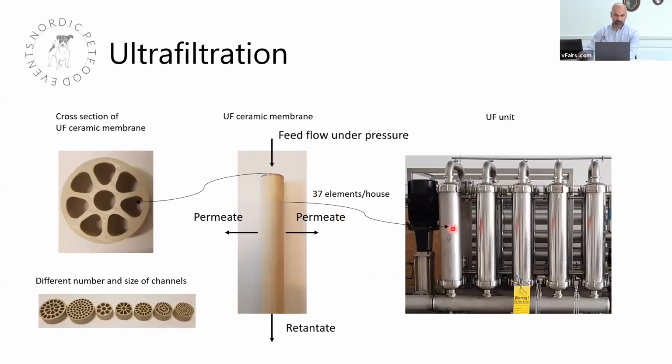On the right side, it's a picture of an ultrafiltration unit, which consists of 10 housings shown here, and each of them contains 37 of these membrane elements, so 370 in total. At the bottom left is shown that they can also vary by number of channels and size of channels, in addition to pore size. All this is just to increase the filtration area.